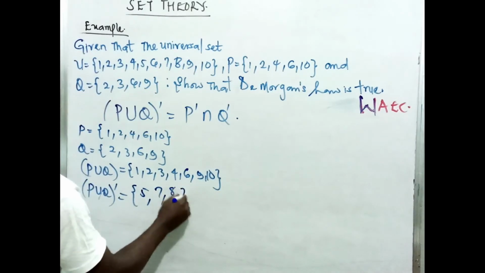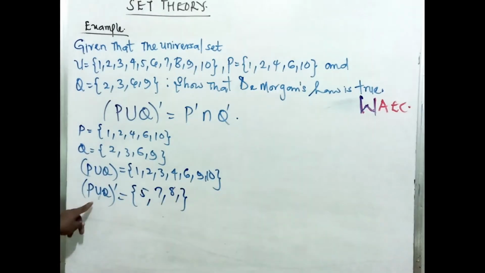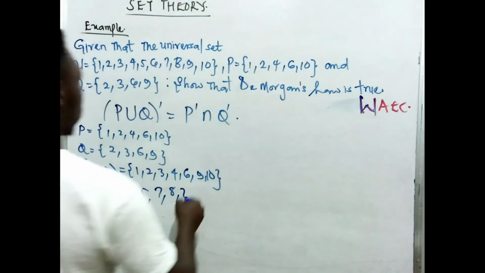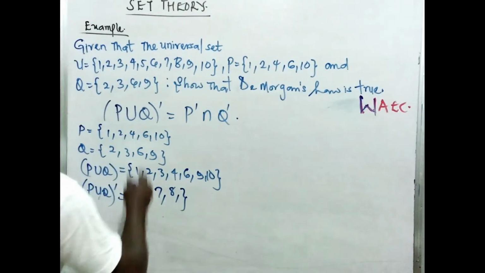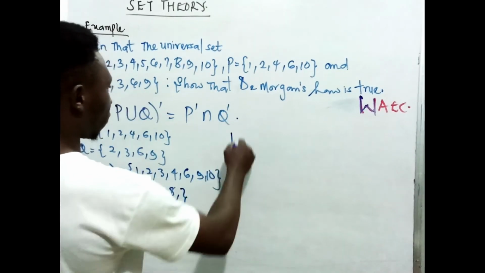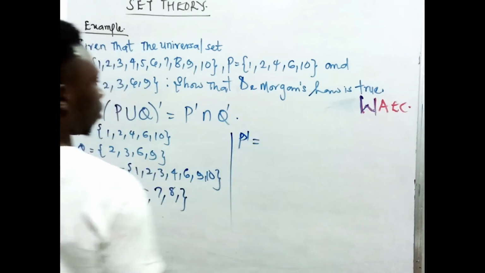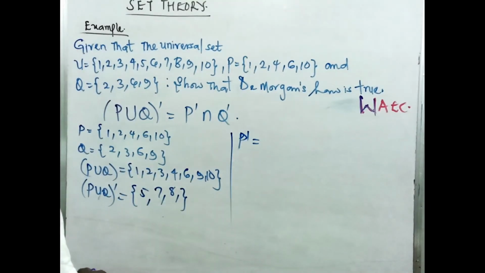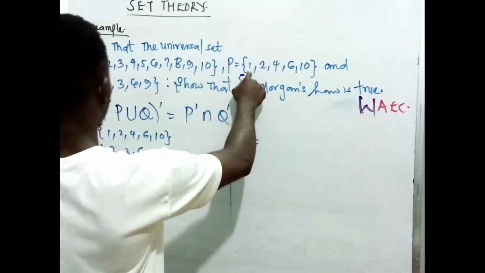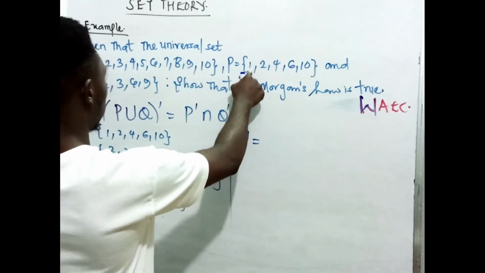So at this junction, this becomes your P union Q complement. But that's not all. Now we have P complement. P complement is equal to this. This cancels this. 2 cancels 2.